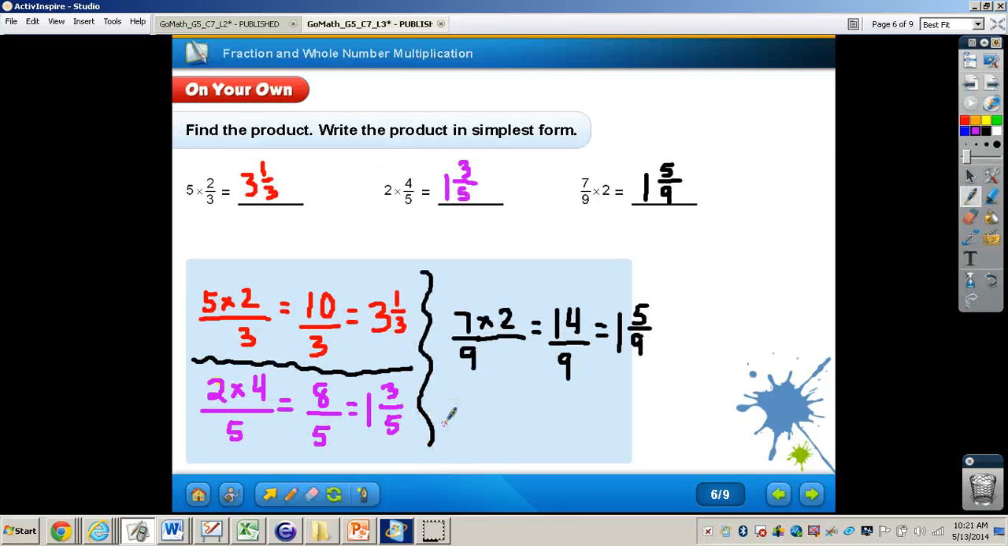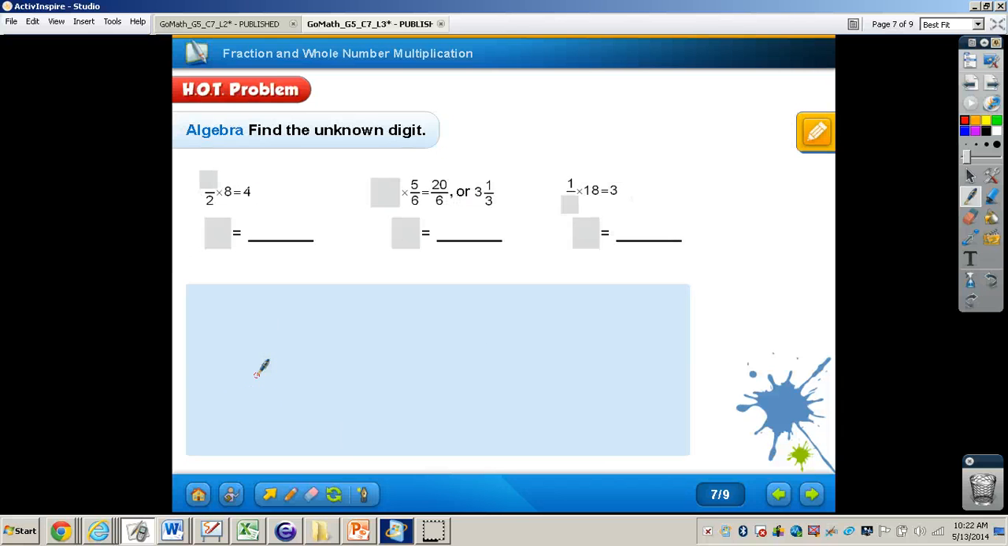Okay, here are the answers for these problems. I do have the work right underneath there, so make sure that your answers match mine. If they don't, double check my work and see where you went wrong. You may even need to rewind the video. Let's jump down to number 14. This is a little bit different. Now we need to figure out the unknown digit.